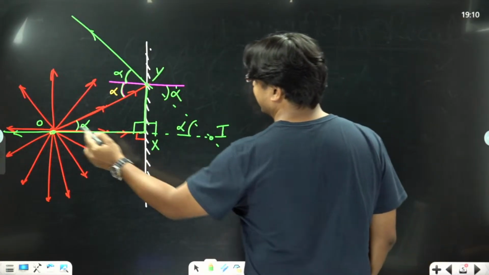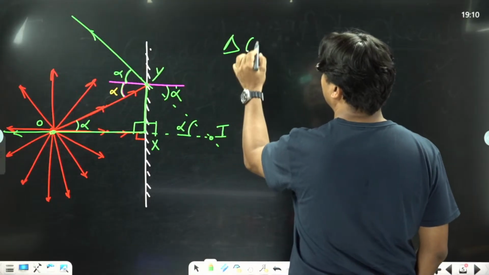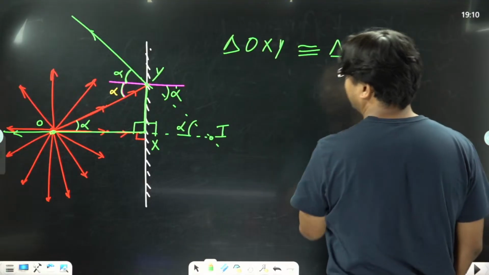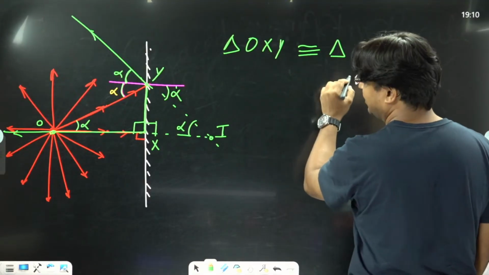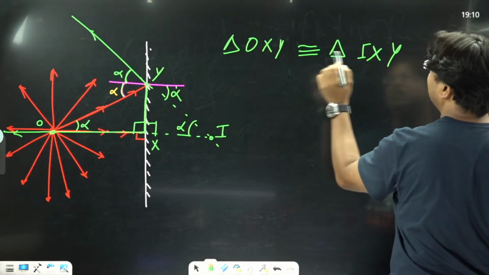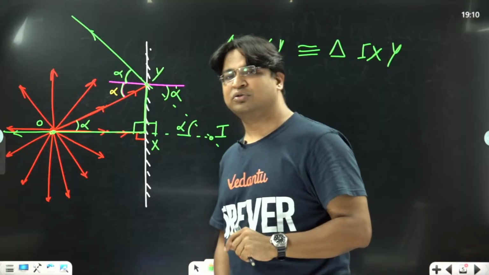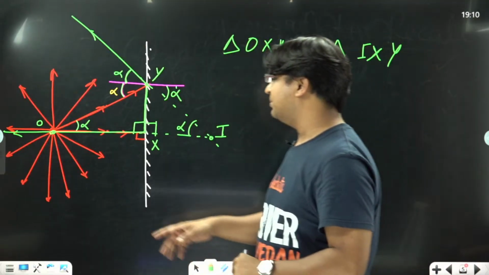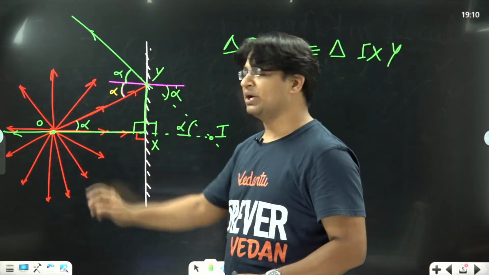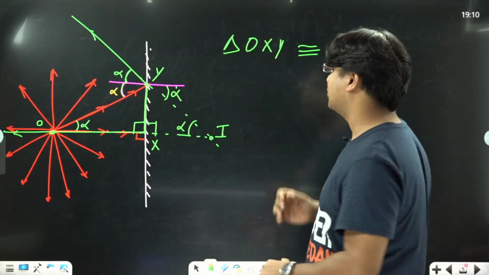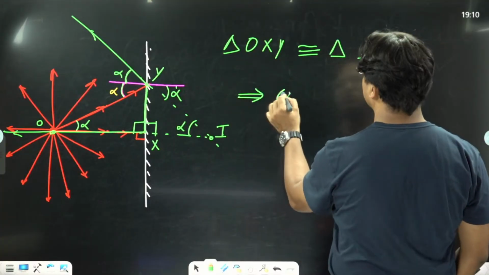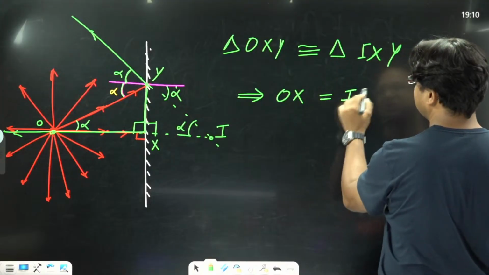So I can see that triangle OXY is congruent with triangle IXY. This triangle OXY is congruent with triangle IXY by which property? By angle-side property, like one side is common and two angles are equal. So these triangles need to be congruent, which now means that the distance OX will be the same as the distance IX.